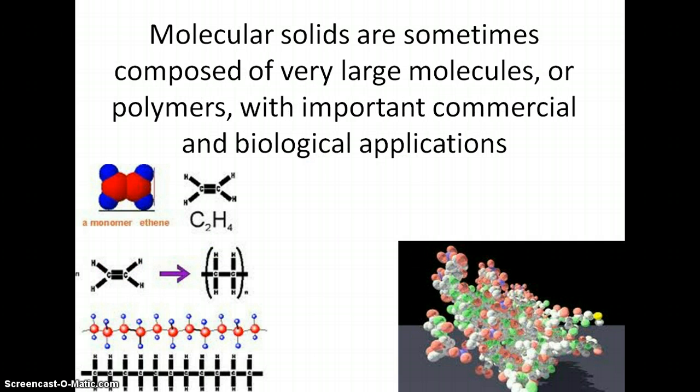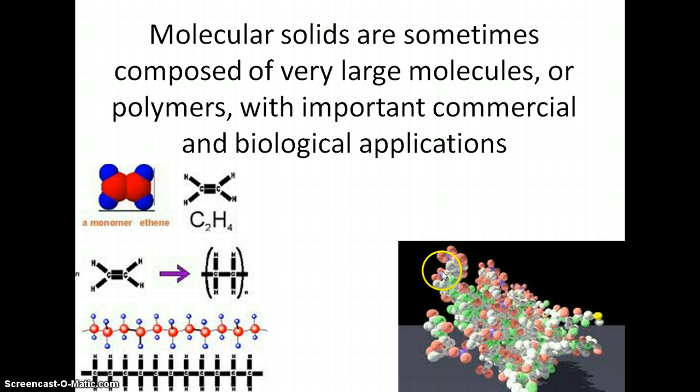Sometimes we see molecular solids as very large molecules, or what we like to call polymers, which means a long string of molecules, and they can have important commercial and biological applications. So here we see a polymer down here. It's showing you the individual units that are present in the polymer, and this can be hundreds of thousands of strings long.